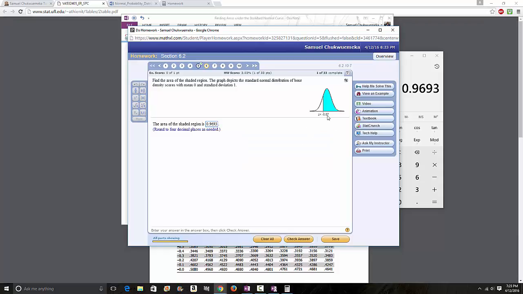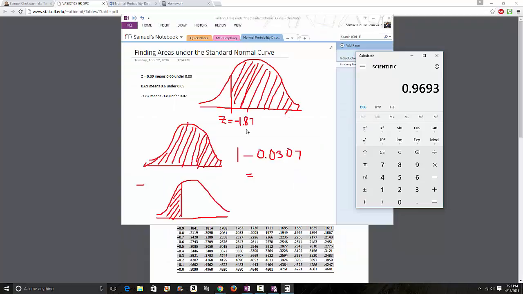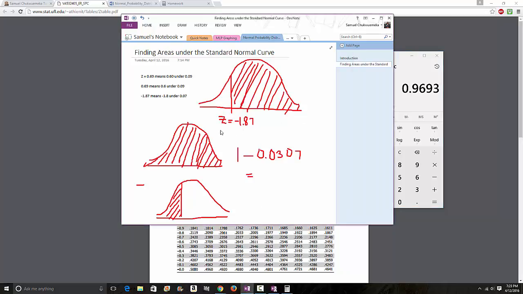Oh, I did negative 0.87. This is negative 0.87, but I did negative 1.87. Okay, folks, let's do negative 0.87. I know you say, hey, Mr. C got this wrong in the video. Come on, it was because I did negative 1.87. Let's do negative 0.87, folks.